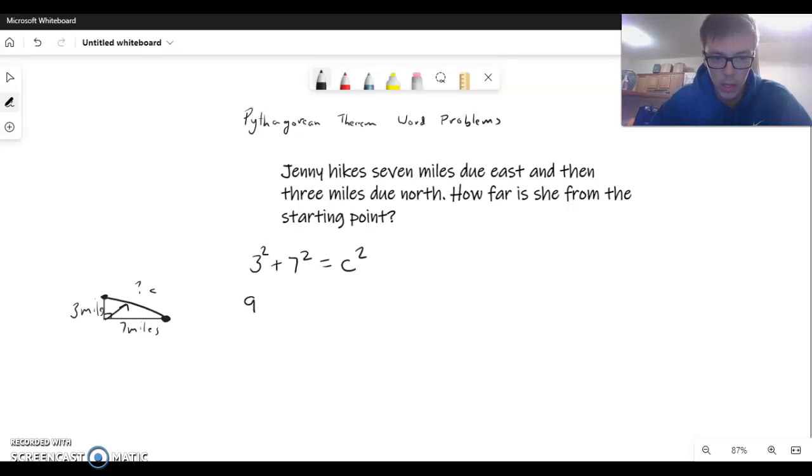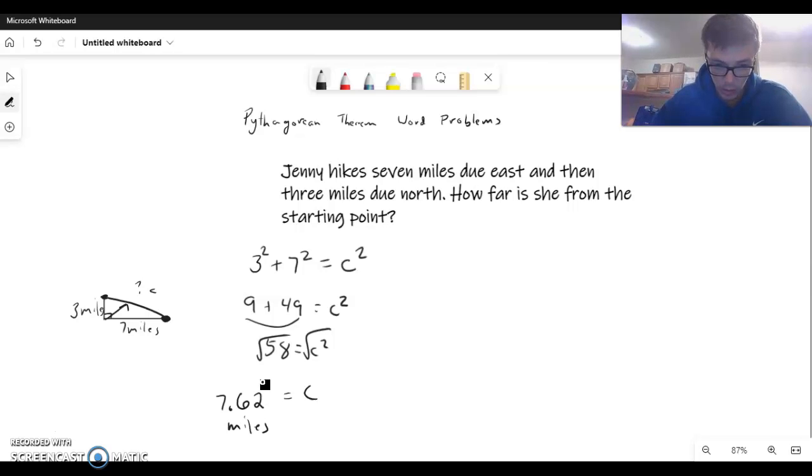So 3 squared is 9, plus 7 squared is 49, and that equals C squared. And then combining these together like we've been doing in the past, 49 plus 9 is 58, and that equals C squared. So then we've got to get rid of the squared, so we're going to take the square root of both sides, so we get C equals the square root of 58. This is where your calculator is going to come in, and we're going to round to the nearest hundredth. So this is 7.615, so we're going to make this one 7.62. Now we've got to make sure we label. Our label in this one is miles. So we're going to label this one as miles.